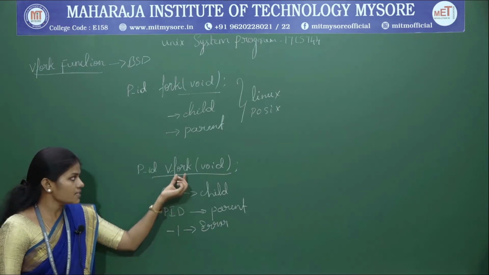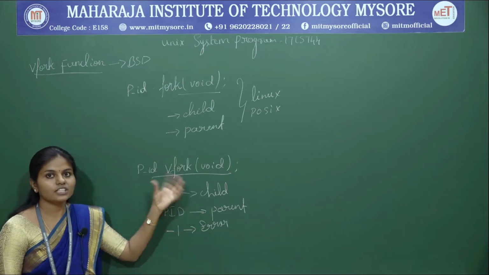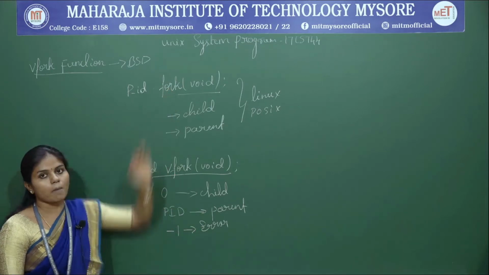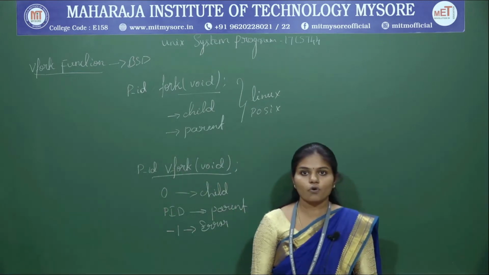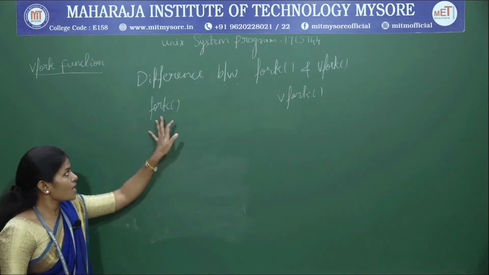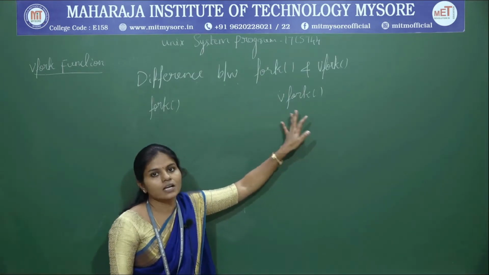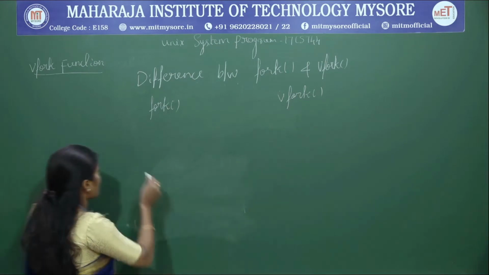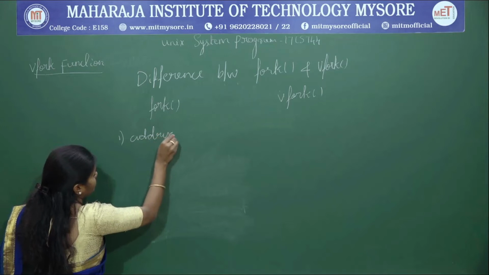So this is the syntax for the vfork function and its return value, which is similar to the fork command. Then what is the difference between the fork and the vfork function? We are going to study it one by one. The first difference between the fork and the vfork function is the address space. So what do we mean by address space?